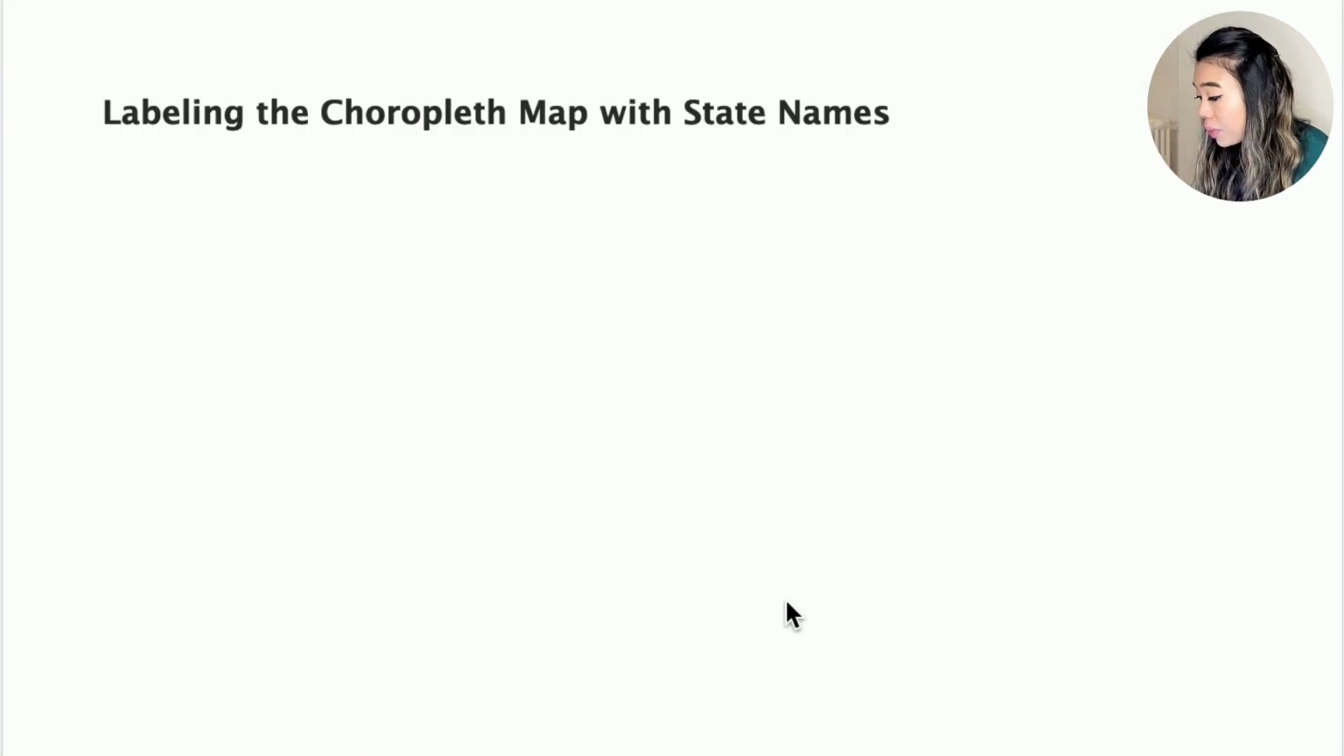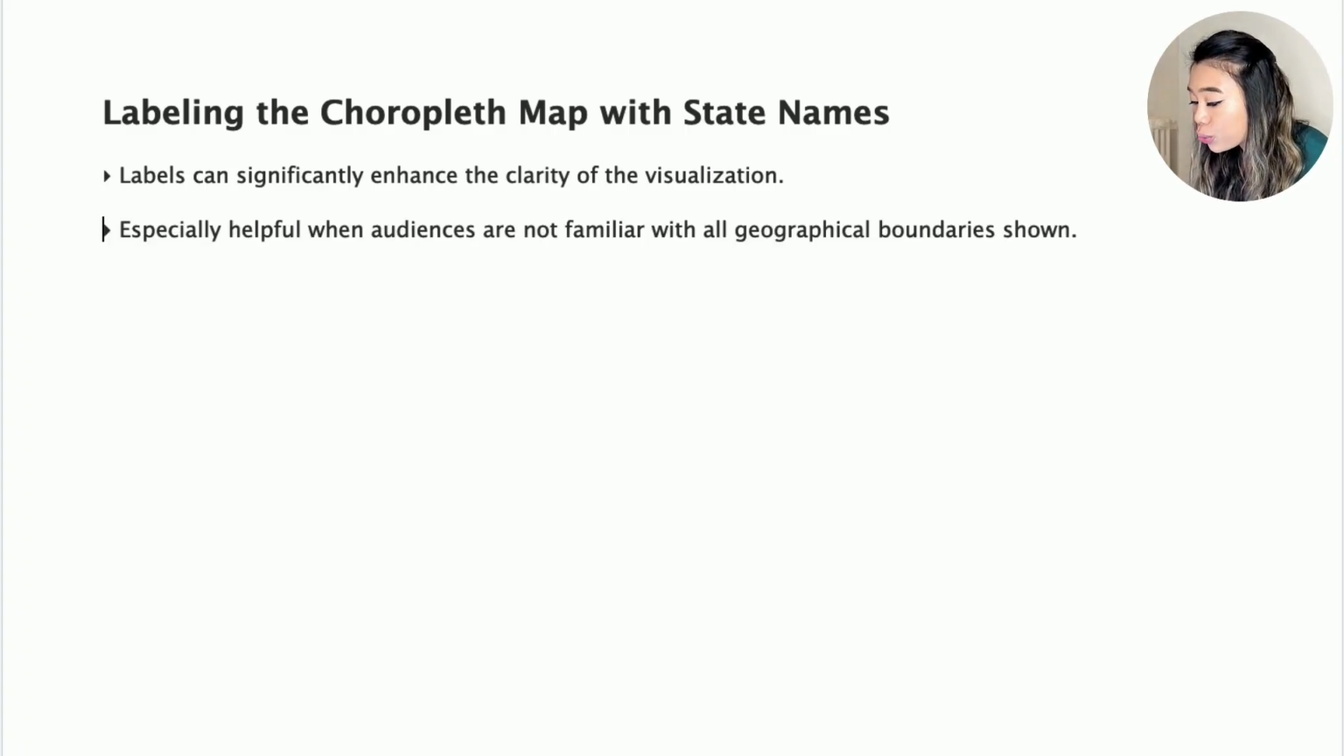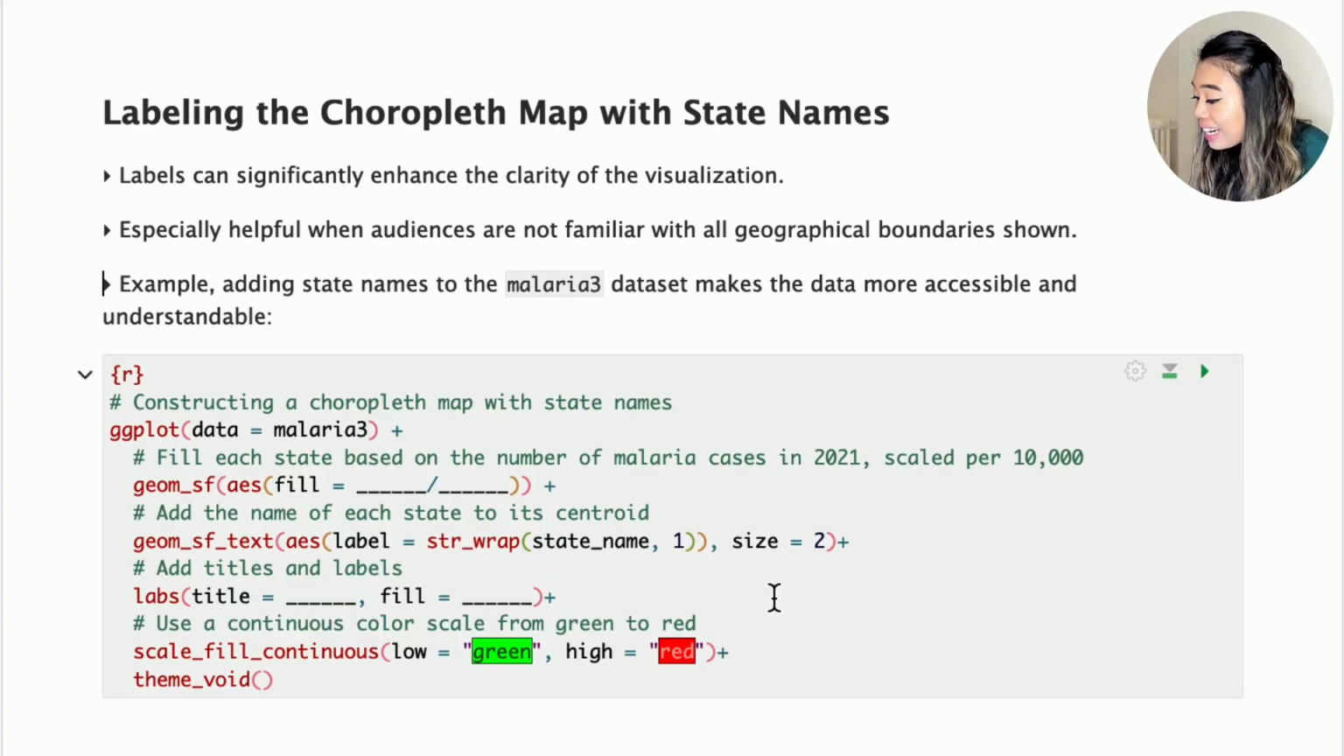In a choropleth map, while color gradients offer a visual cue to understand the distribution of a variable across regions, adding labels can significantly enhance the clarity of the visualization. And this is especially true when audiences might not be familiar with all geographical boundaries shown. In the case of our malaria dataset, adding state names to the map makes the data more accessible and understandable. So within our code that you've seen here, which is similar to the ones that we've been explaining in depth, we're simply going to fill in our remaining lines.